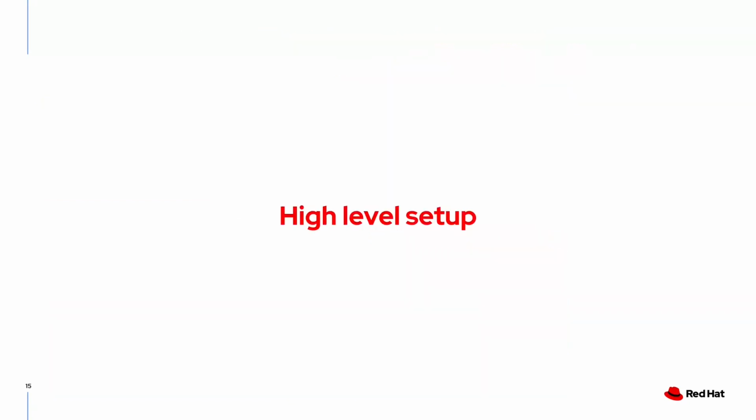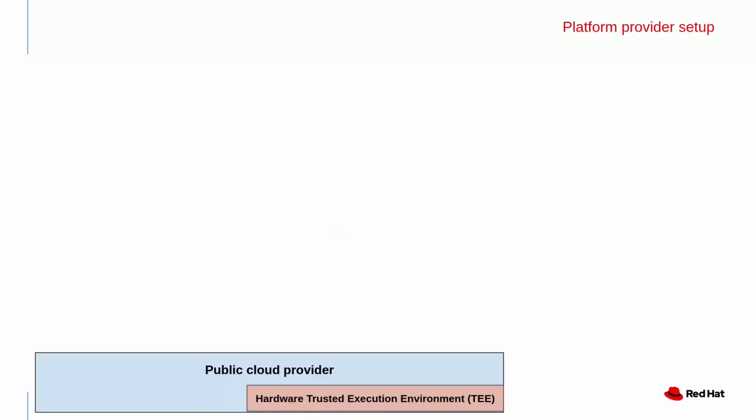Let's move to the high-level setup. In this scenario, we are fully deploying in the cloud. The public cloud provider is equipped to provide virtual machine instances that run with the hardware trusted execution environment. In addition to that, for this demo, we also require that these instances are equipped with the confidential GPUs, such as the Nvidia H100 models.